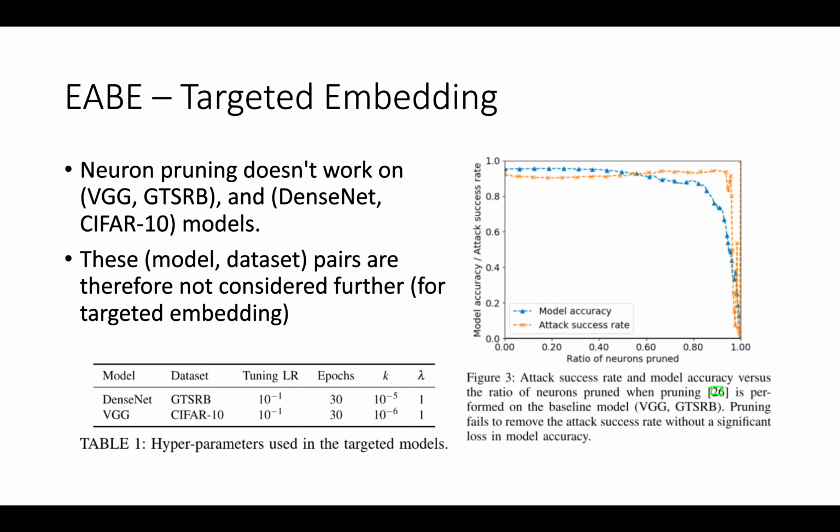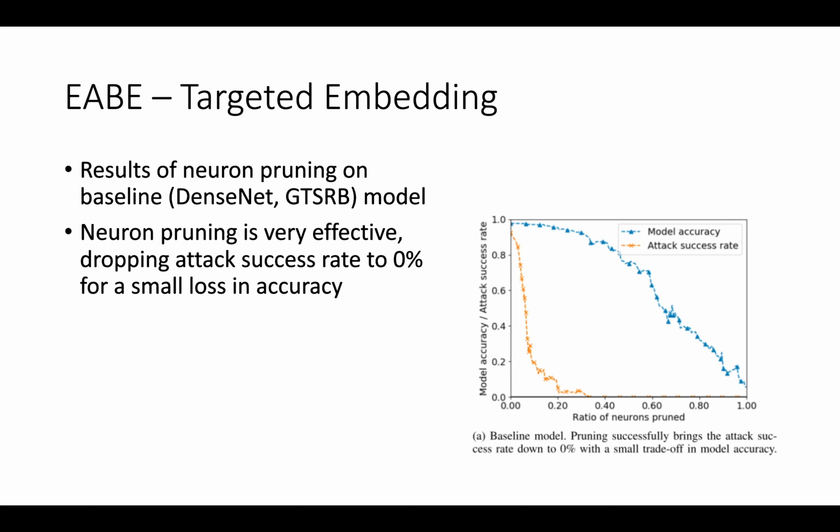It doesn't really work. You can see in this graph over here on the right that attack success rate falls off at about the same time as model accuracy, and model accuracy actually falls off worse. So pruning doesn't remove the attack success rate without significant losses in model accuracy. But what pruning does work on is, for example, the DenseNet model with the GTSRB dataset. So here you can see that neuron pruning is very effective, where the attack success rate drops to 0%, pruning about 40% of neurons with very minimal loss to model accuracy. So that's great. So neuron pruning works pretty well.